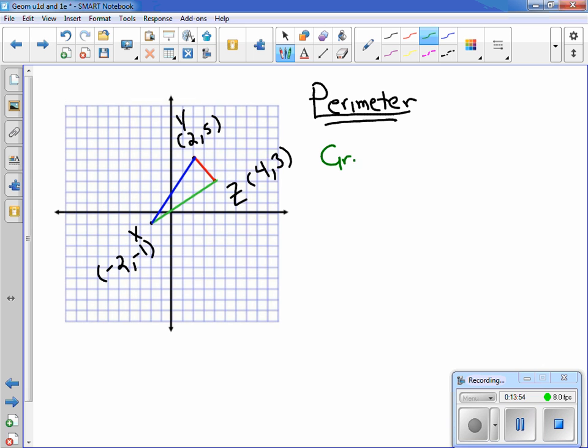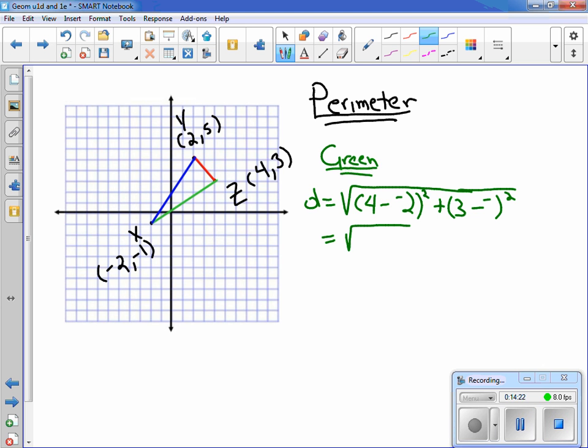Again, write our formula. The square root. My x coordinate is 4 minus negative 2, that's squared, plus my y coordinate 3 minus negative 1, and that's squared. So 4 minus negative 2 is going to give me 6 squared. And 3 minus, sorry, 3 minus negative 1 is going to give me 4 squared.